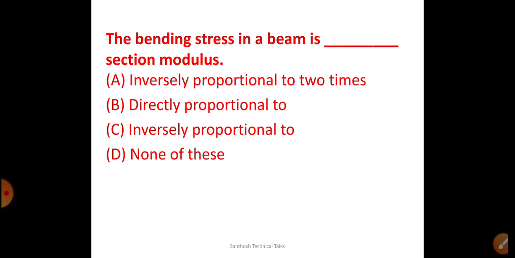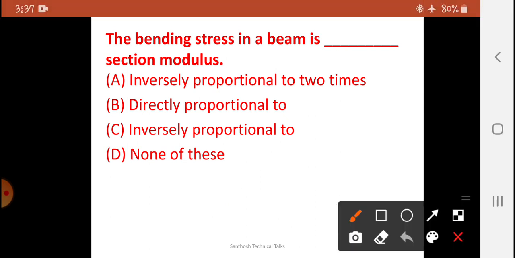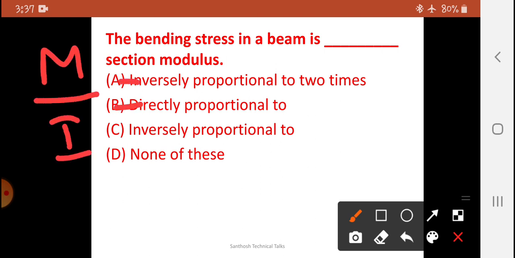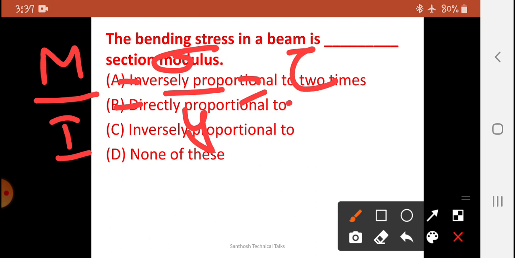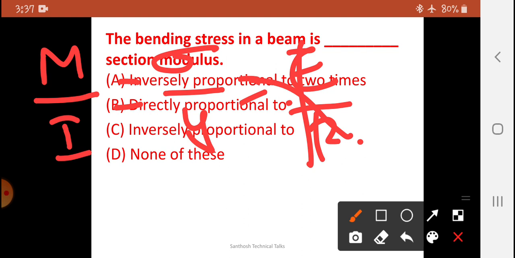Okay, very superb question. The bending stress in a beam is dash to the section modulus. Let me explain the bending equation. M by I is equal to sigma by y, which is equal to E by R. So don't consider this, we can take this equation as E by R.